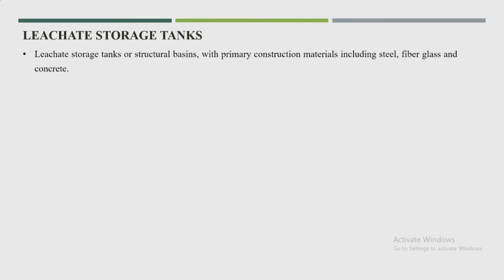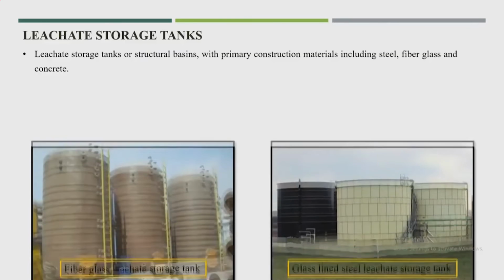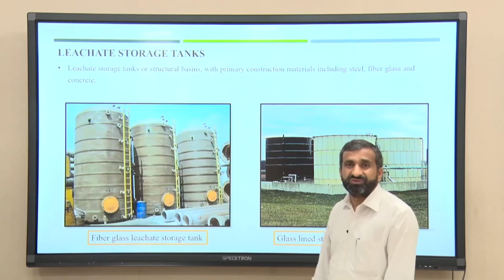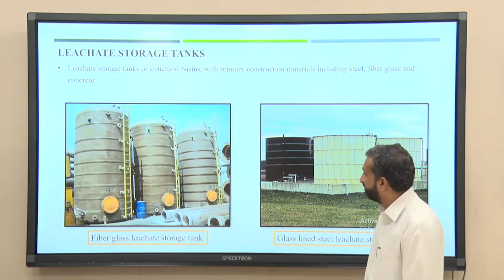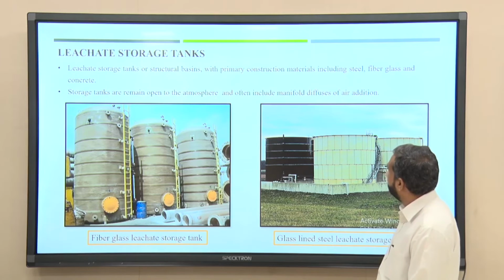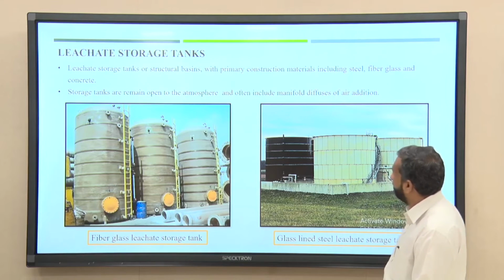Now, the leachate storage tank or structural basin, with primary construction material including steel, fiberglass or concrete. So, it is a fiberglass or glass lined steel leachate storage tank. I think we won't see such kind of collection in India, but in the US their maximum waste goes to the landfill area. So, they have to be much more worried about leachate collection also. Storage tanks remain open to the atmosphere and often include manifold diffused air addition.